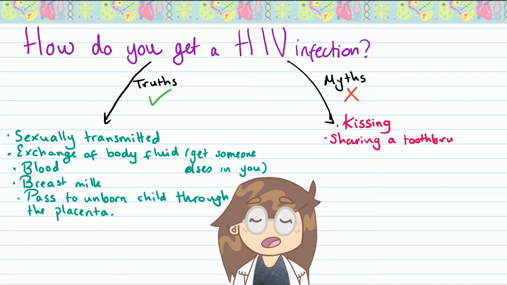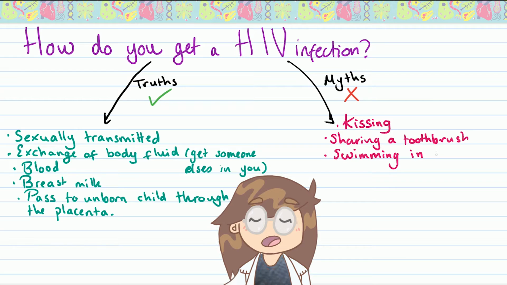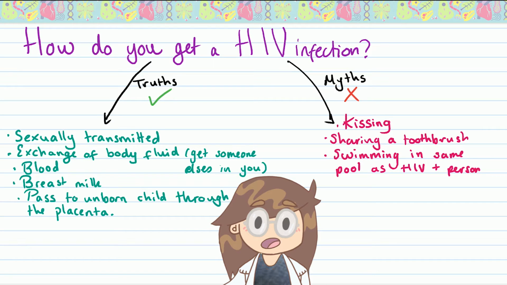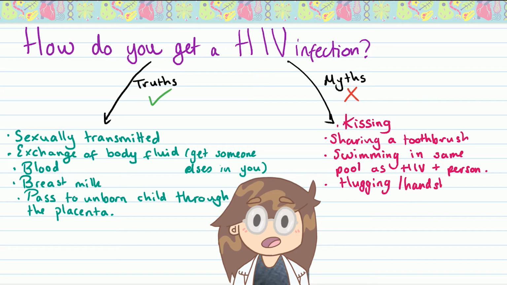However, you cannot get HIV in the following ways, and these are all actual myths that people believed at one time or another. You cannot get HIV from kissing someone that's HIV positive, sharing a toothbrush with someone that's HIV positive, swimming in the same swimming pool as someone with HIV, hugging or shaking hands with someone that has HIV, and you cannot get HIV from things like mosquitoes and other blood-sucking insects.